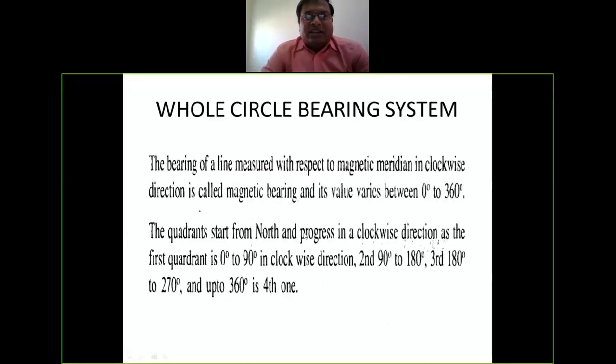Okay. The bearing of a line measured with respect to the magnetic meridian in clockwise direction is called magnetic bearing, and its value varies between 0 to 360 degrees.